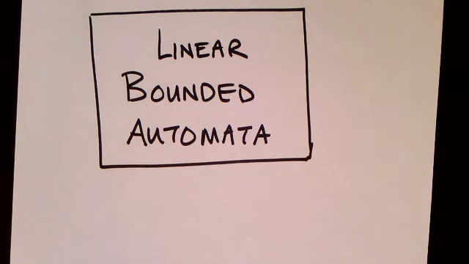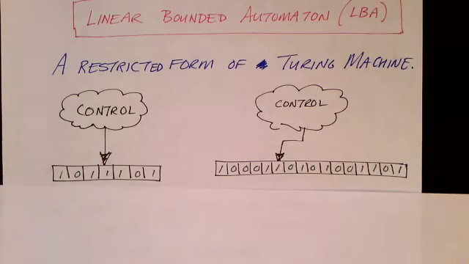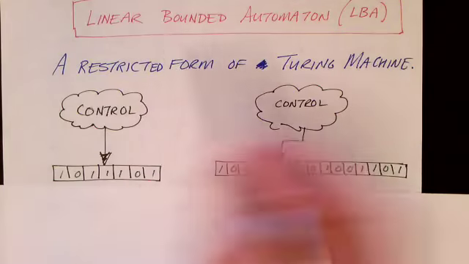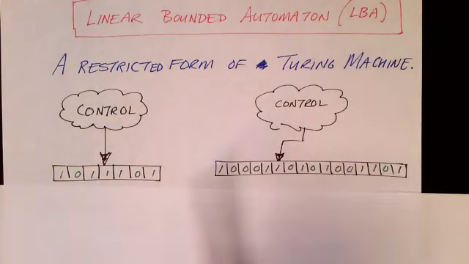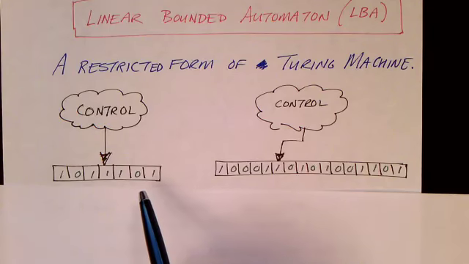In this video, we're going to define linear bounded automata and give a few results about what they can compute and the computation class that they define. Let's start by defining linear bounded automata, LBAs, if you will. They're very much like Turing machines, only they're slightly restricted.